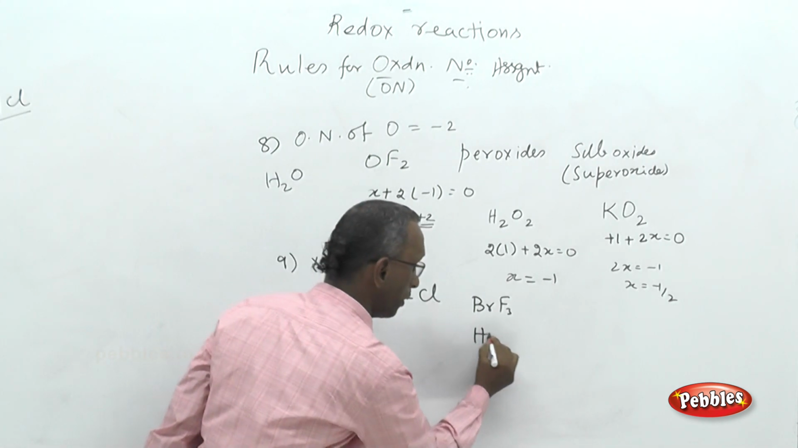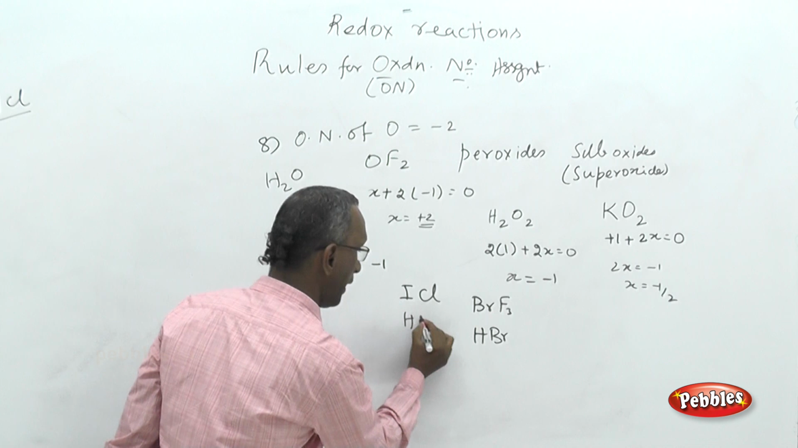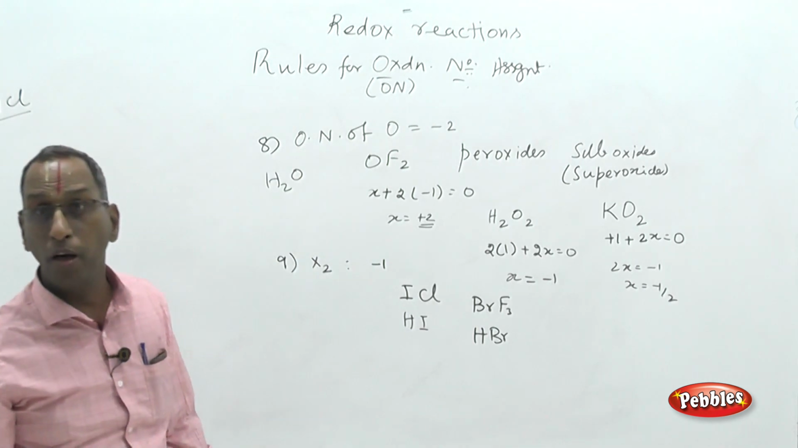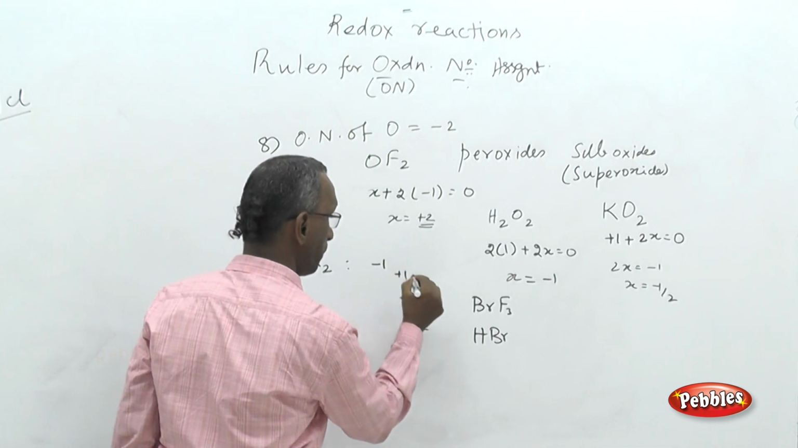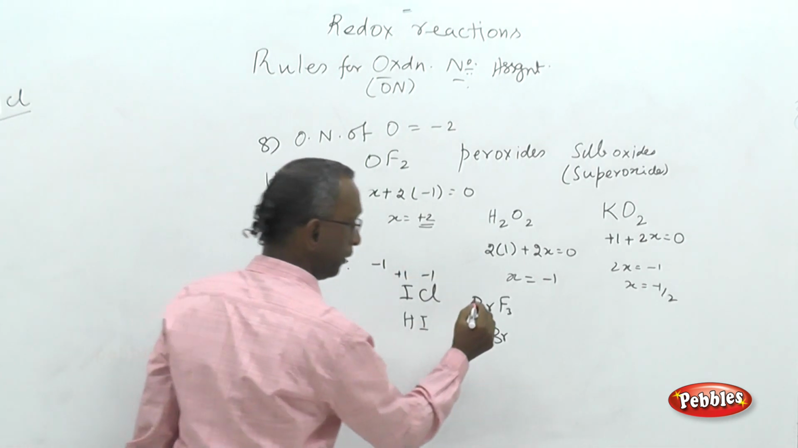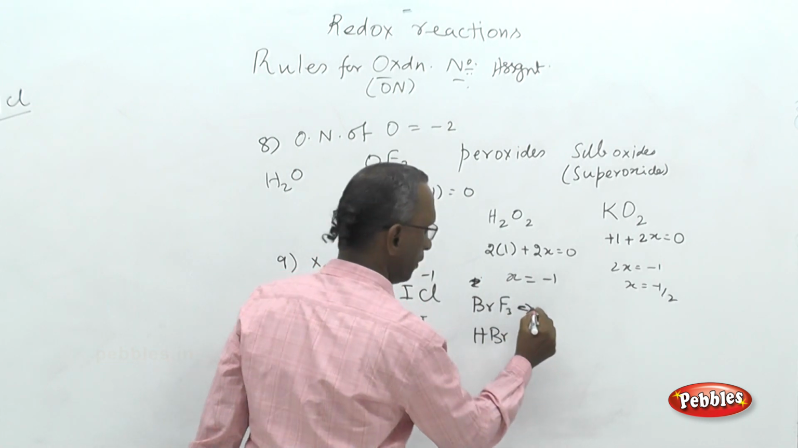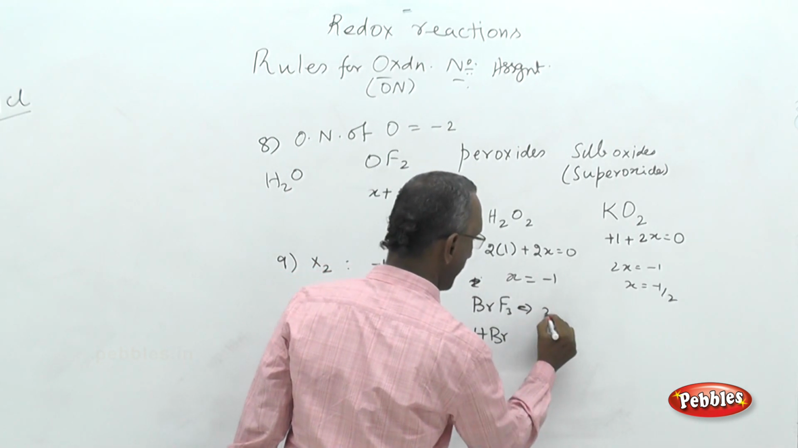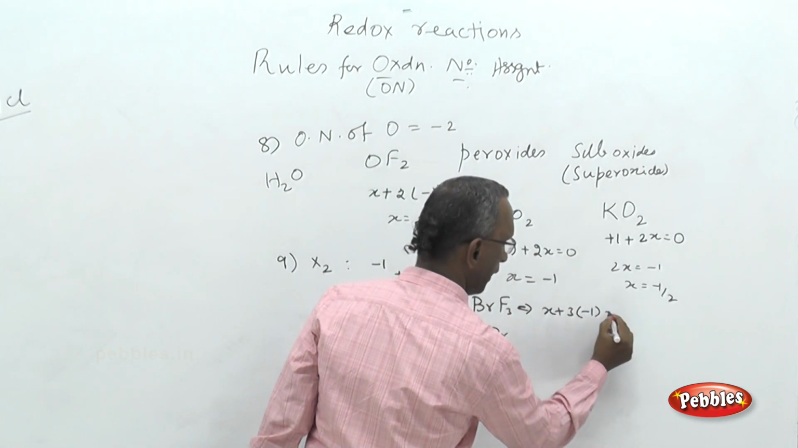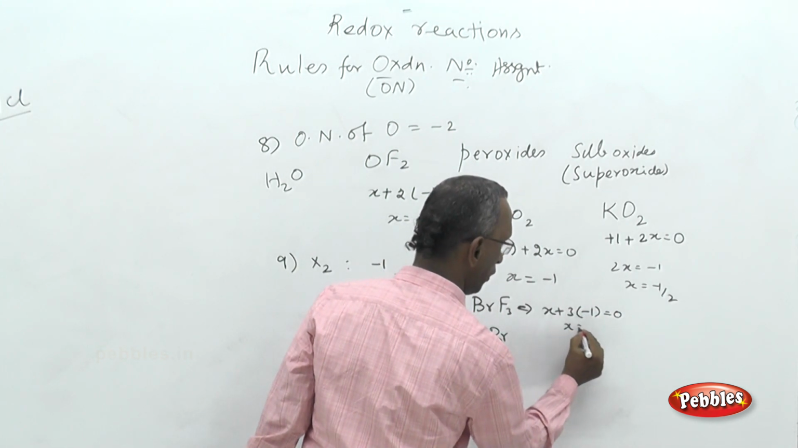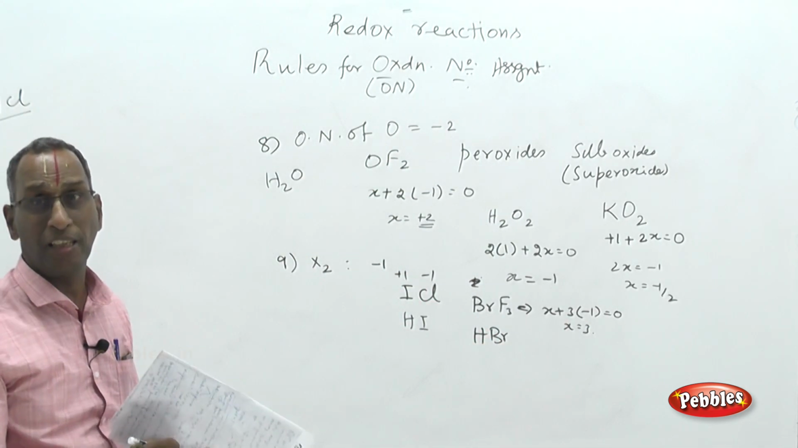HBr is called hydrogen bromide. HI is called hydrogen iodide. ICl is called iodine monochloride. Both are halogens. One has plus 1 and the other has minus 1, so you have to calculate. For bromine, X plus 3 into fluorine, which is minus 1, gives X minus 3 equals 0, so X equals 3. Bromine has a positive oxidation state of plus 3.